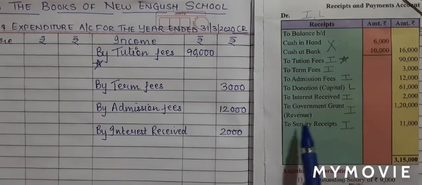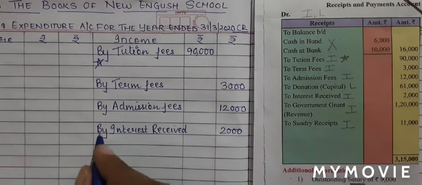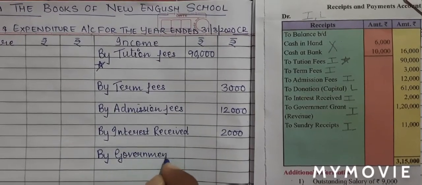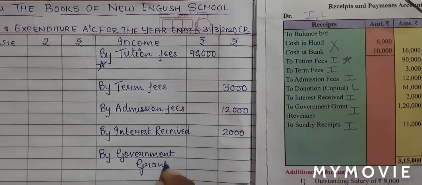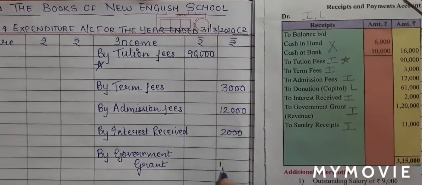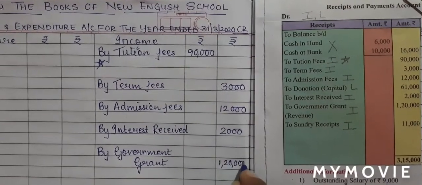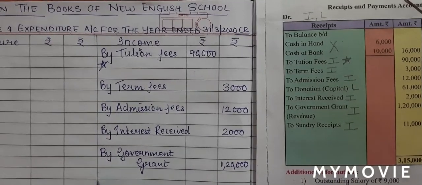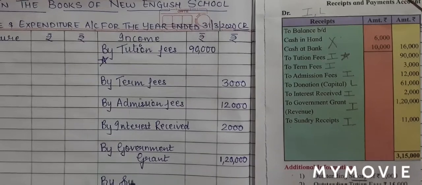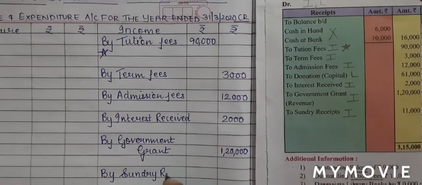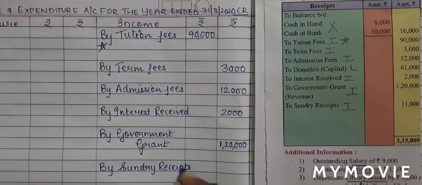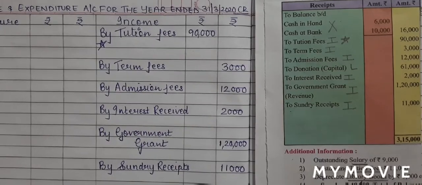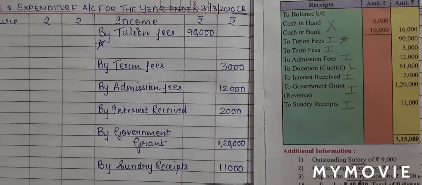Next is government grant, which is given for revenue. So again on the income side, I'll write by government grant. There is no star. I'll write it in the outer column 1,20,000. Next is sundry receipts. Again on the income side, I'll write by sundry receipts. There is no star, so I'll write it in the outer column 11,000. With this, students, we have completed the receipt side.